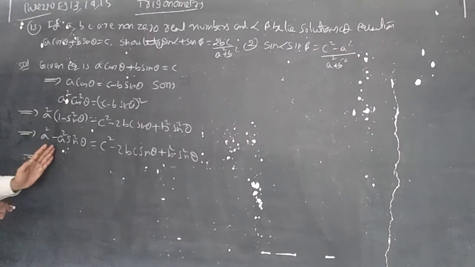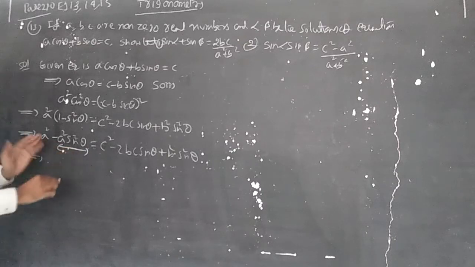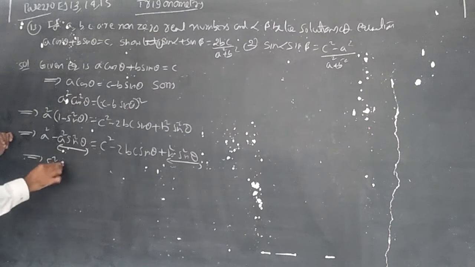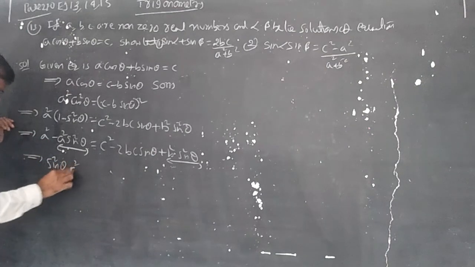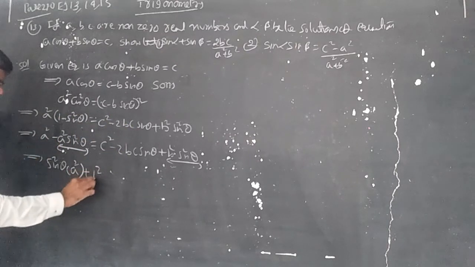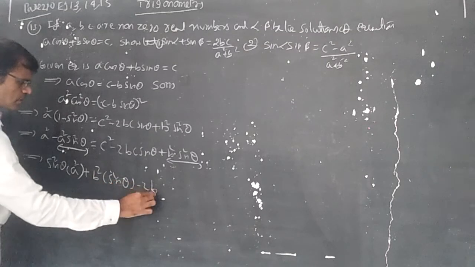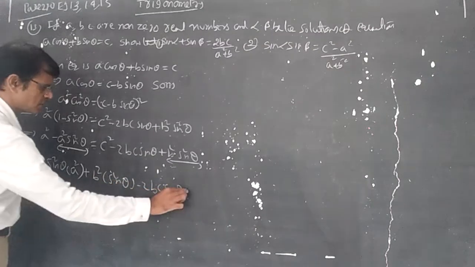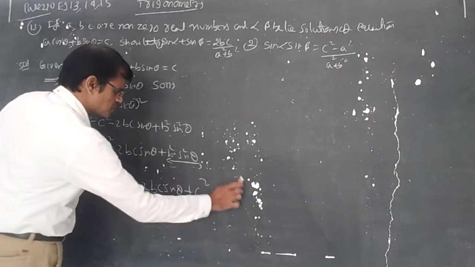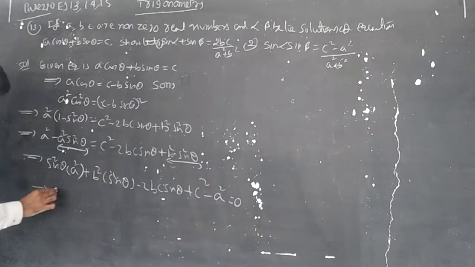That implies this a square sin square theta taken to that side. Try to understand. I am writing here the sin square theta terms together. So sin square theta into a square plus b square into sin square theta, minus 2bc sin theta, plus this a square taken to that side, it becomes c square minus a square is equal to 0.